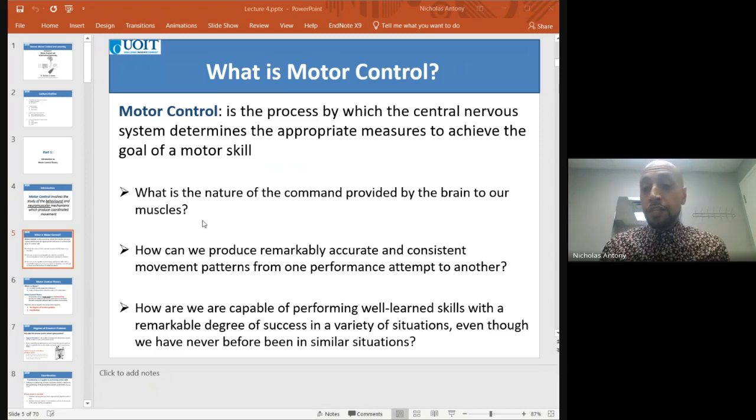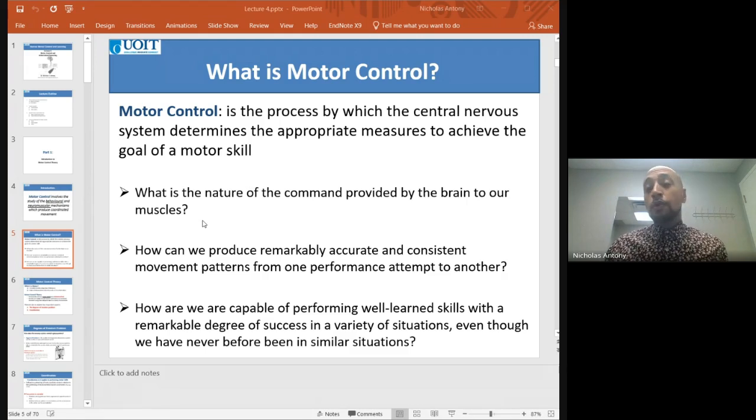So as a definition of the study of motor control, these studies are going to be studying the process by which the central nervous system determines the appropriate measures to achieve the goal of a motor skill. So how do the motor planning areas configure a motor plan to manipulate your body in a specific way? And then how does it take that skill and modify it to certain factors in the environment to make sure that we are able to achieve the goal of the skill, whatever that would be?